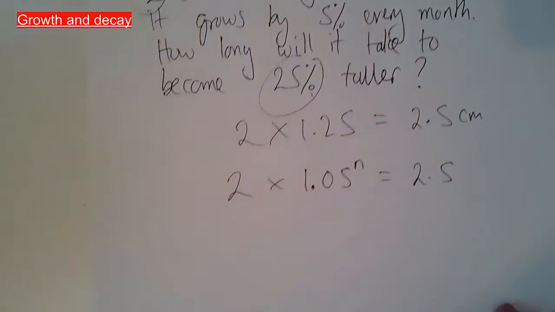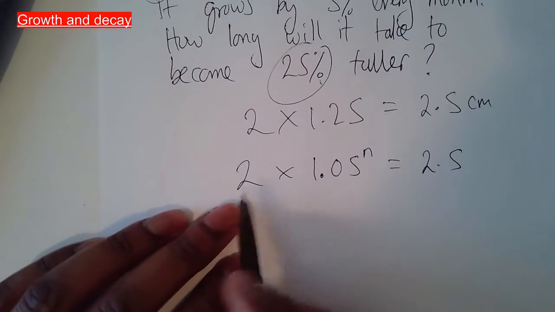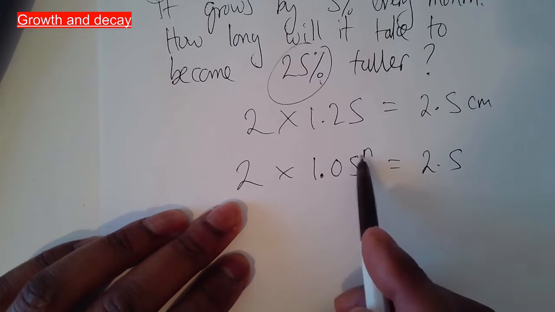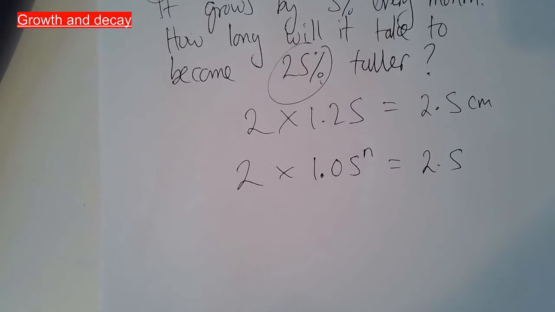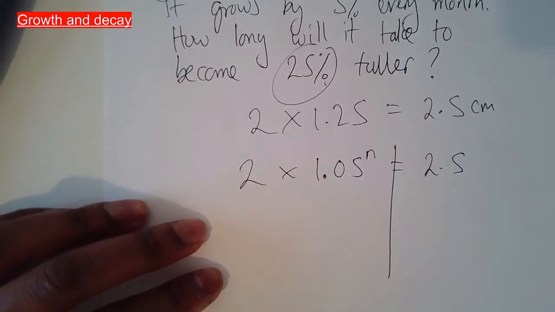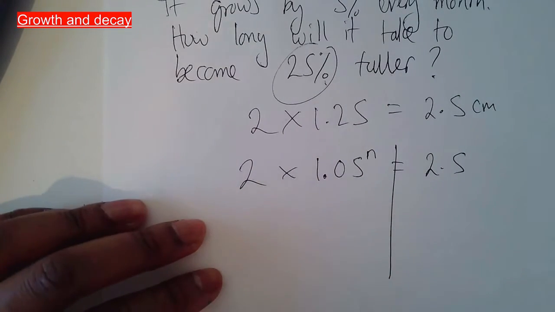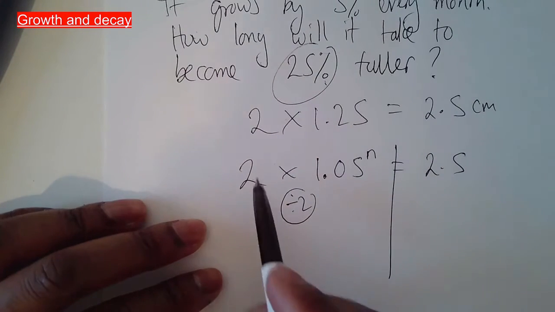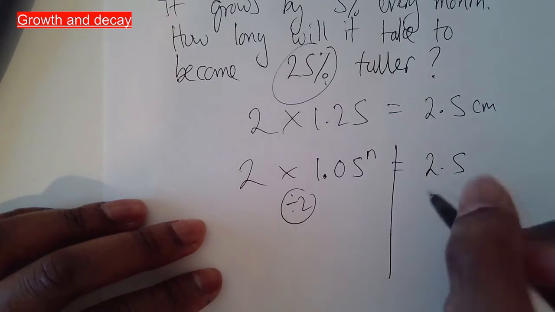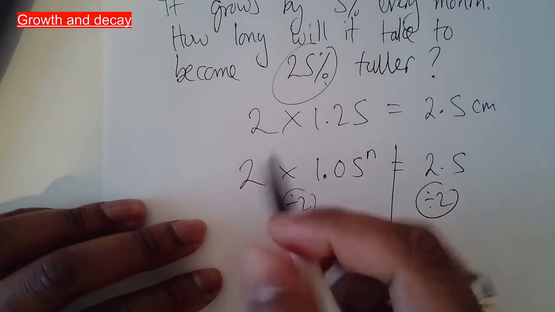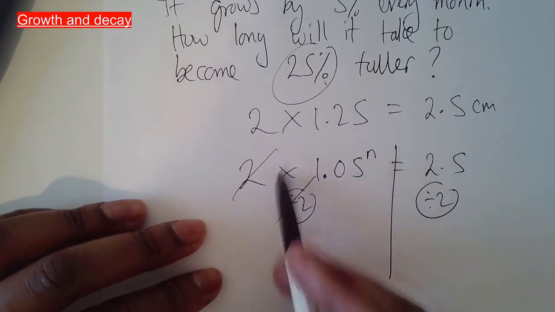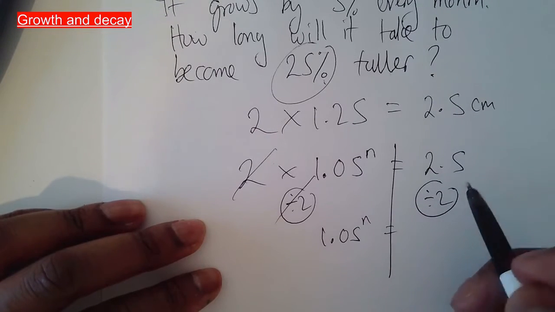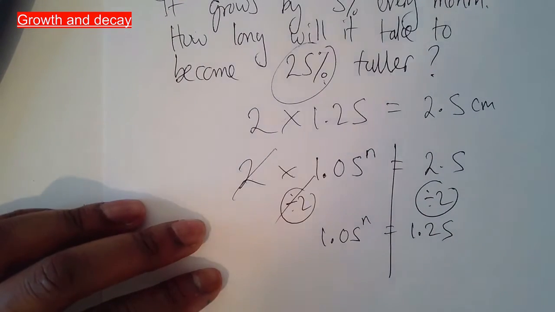So we've constructed our equation. Starts off with 2 and our target is 2.5. Increases by 5% every month. How long will it take? So step 1, detach the times by 2. Divide by 2. Remember, we're trying to work out the value of n. So get rid of the times by 2 by dividing by 2. What you've done on this side, do on the other side. 2's cancel. So you're left with just that. 2.5 divided by 2 is 1.25.